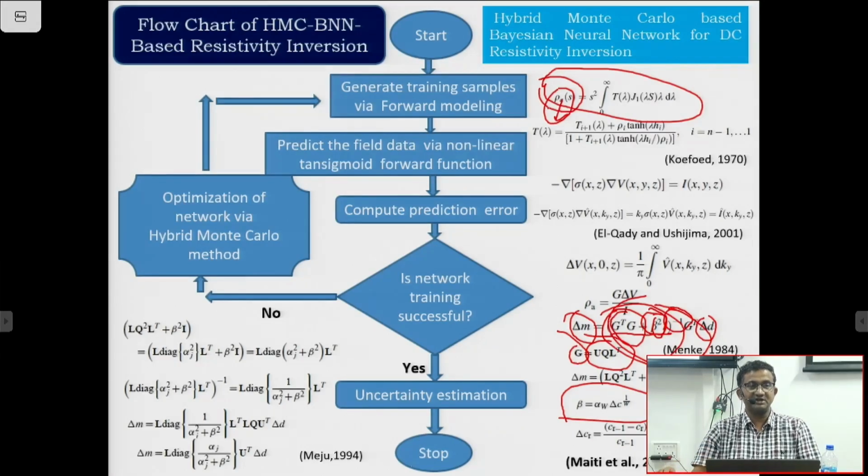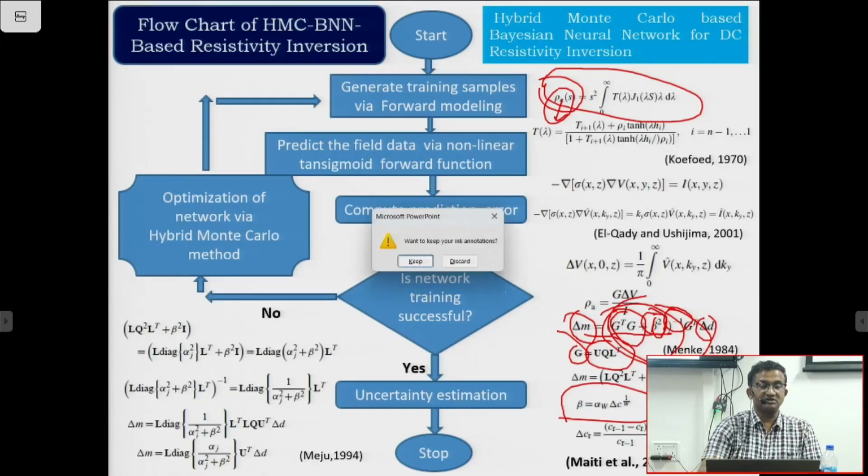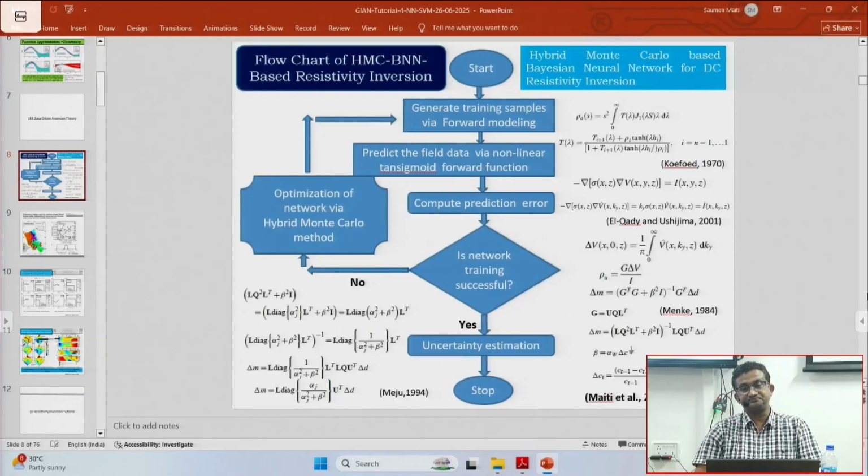It is linked to the data in the spacing, and the next one, the rho A, the apparent resistivity at each of these points. These are actually known.